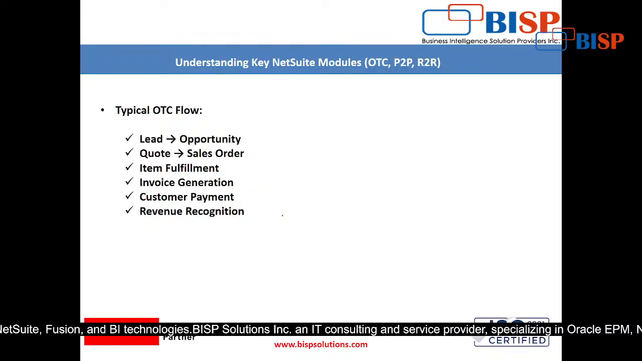Then second point, quote and sales order. When a client or the customer invites the quote, it means our details of the items, right? Which item is to be sold, at what price, right? First quote is created, and then the sales order; you can call it a quotation also. Then item fulfillment. Once the sales order is created, the item fulfillment is there.